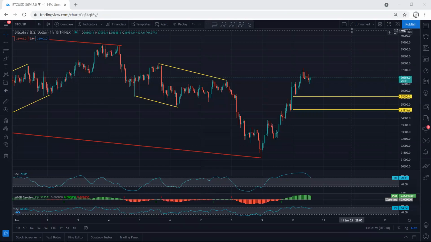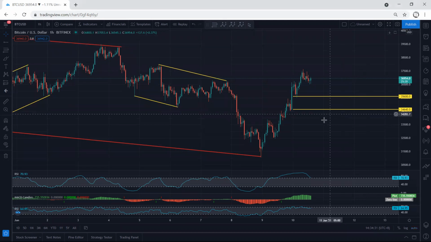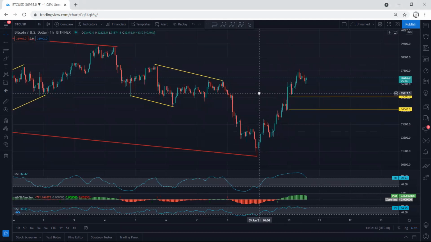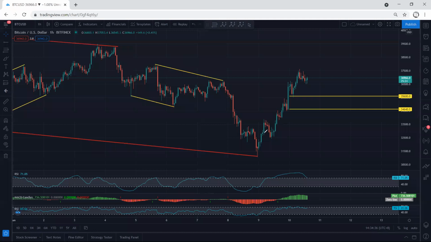Bitcoin, we start with the 1 hour chart. We want to see how we can look for a trade. As we expected, the price reversed, because if we refer to our analysis, I mentioned the price is going to reverse. We don't need to panic. And there was a really good opportunity.